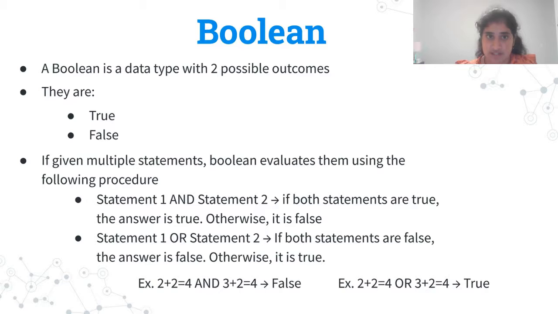Next, we have Boolean values. A Boolean is a data type with two possible outcomes, either true or false. For example, the statement 2 plus 2 is equal to 4 is true, while the statement 3 plus 2 is equal to 4 is false.